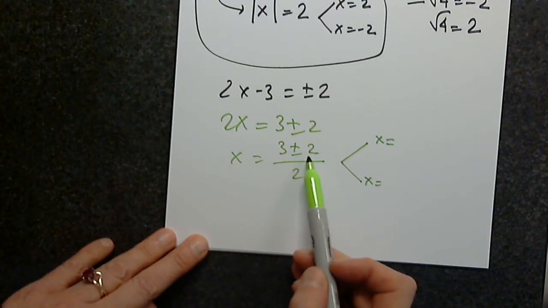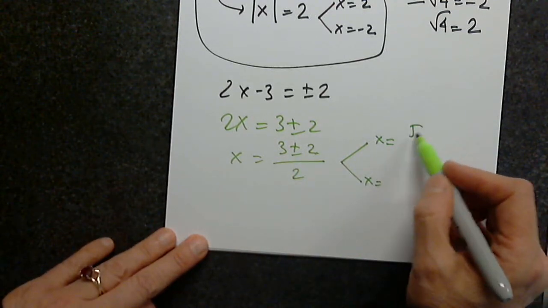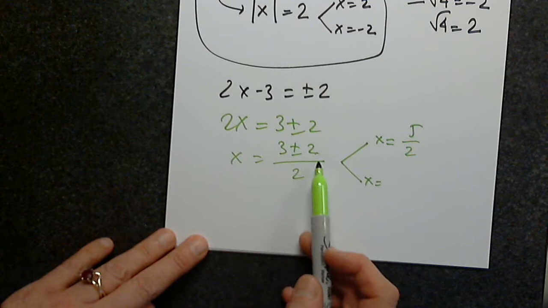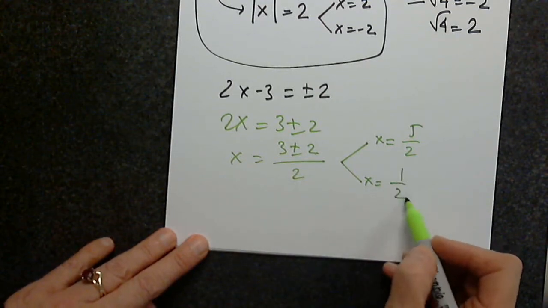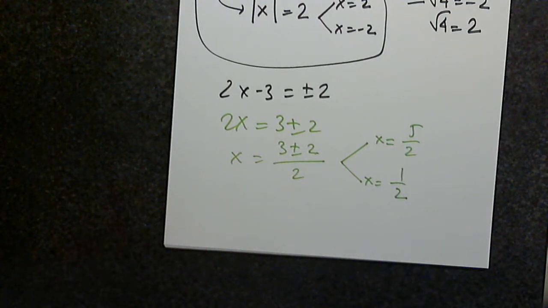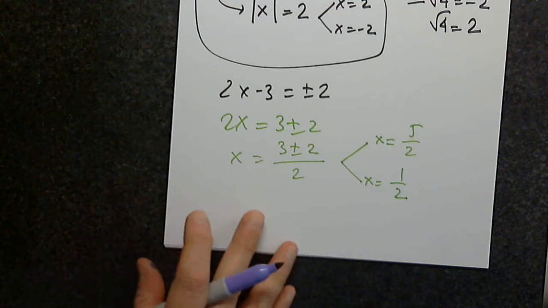How much is 3 plus 2? 5. So this is 5 halves. How much is 3 minus 2? So this is 1 half. So this is the method of taking square roots. So now let's choose from your book. Let's say 22.